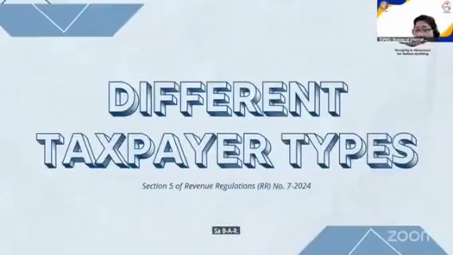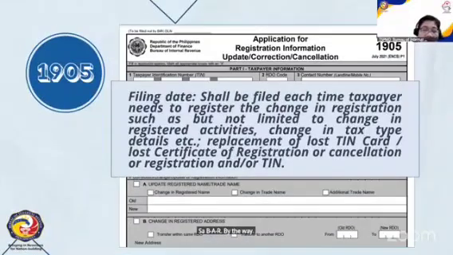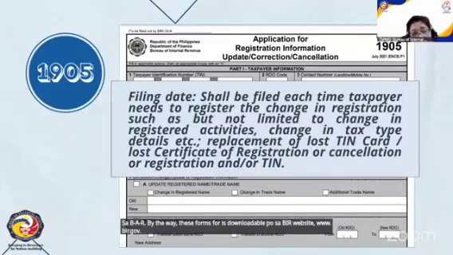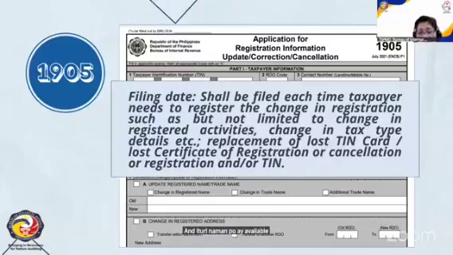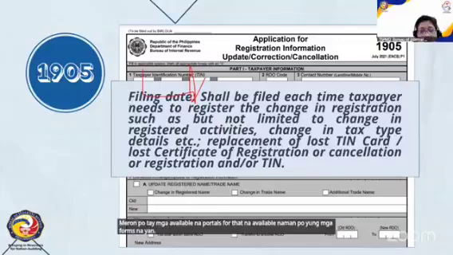By the way, these forms po are downloadable po sa BIR website, www.bir.gov.ph. And ito rin naman po ay available sa ating mga online systems po in registering a business or even getting a TIN. Meron po tayong mga available na portals for that na available naman po yung mga forms na yan. Okay?